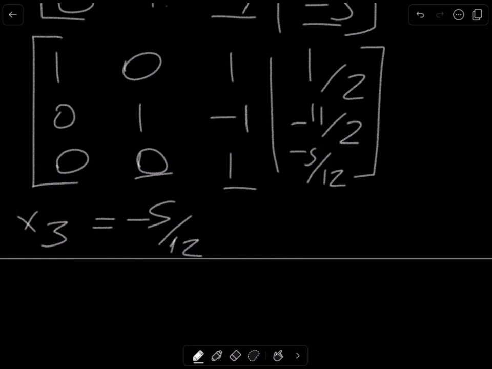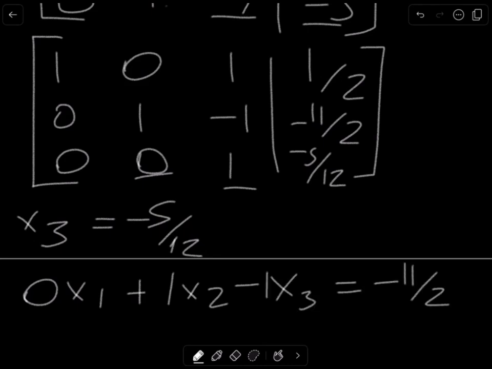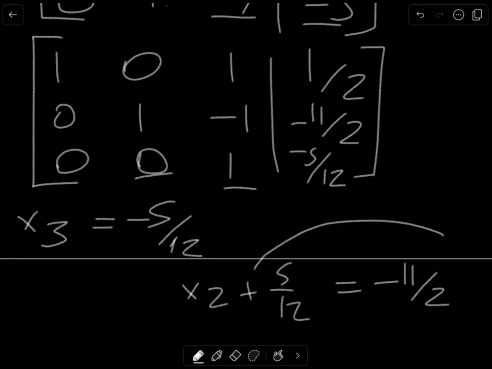If I had to write out the second row, it would be 0x1 plus 1x2 minus 1x3 is equal to minus 11 over 2. Okay, this disappears. We have x2. The x3, we know what it is. It's minus 5 over 12. So minus 5 over 12 becomes plus 5 over 12, and we take it over onto the other side.